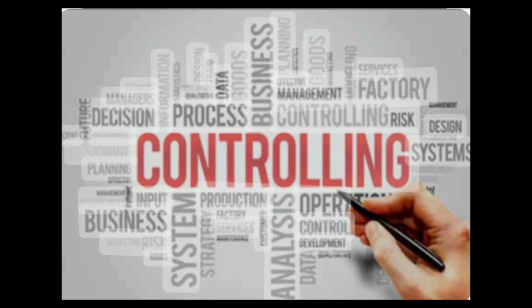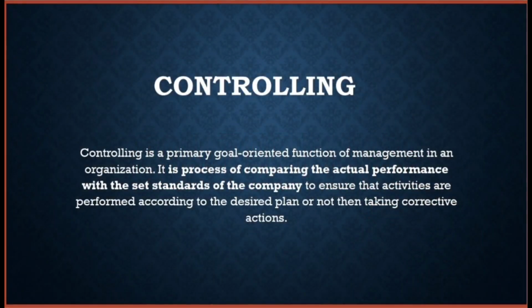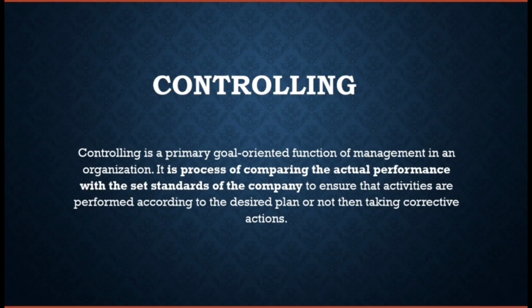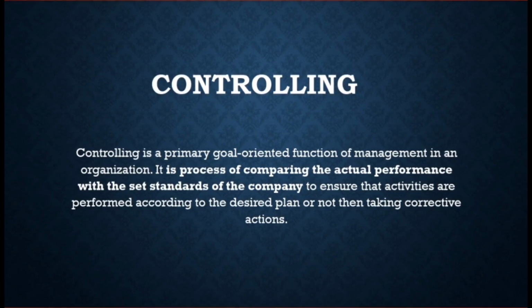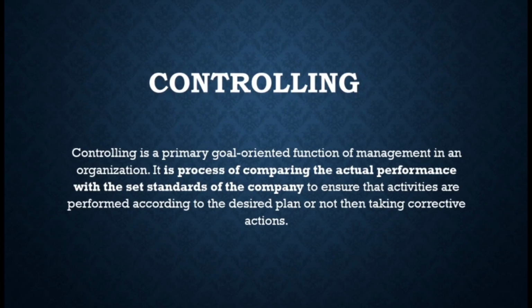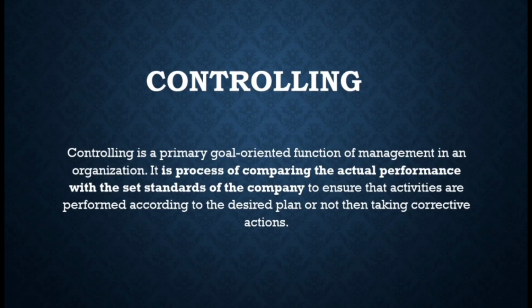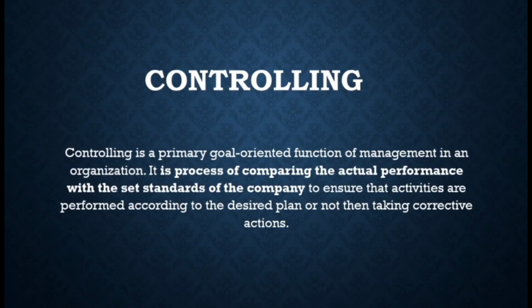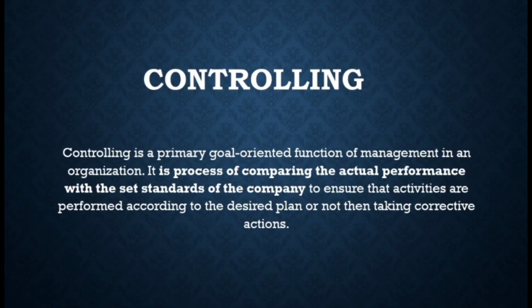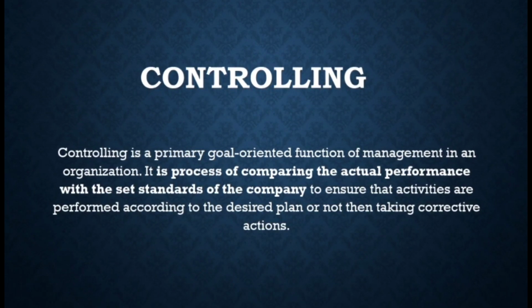So in this video we are going to talk about controlling and its process. Controlling is a primary goal-oriented function of management in an organization. It is a process of comparing actual performance with the set standard performance of the company to ensure that activities are performed in the desired manner. And if there is any deviation, then take corrective action.